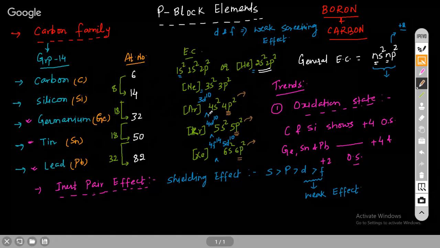The two electrons present in s orbital, or in other words, a pair of electrons present in s orbital, become inert towards the bonding. Correct? Because of weak shielding effect of d and f orbital. So a pair of electrons which is present in s orbital becomes inert towards bonding. Hence, we call it as what? Inert pair effect.